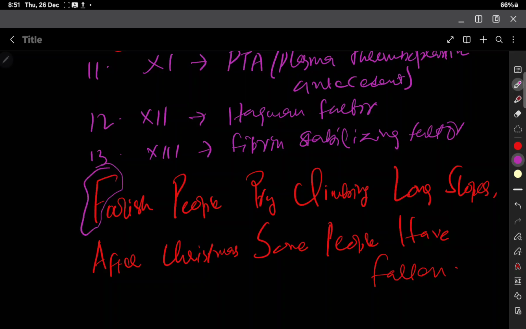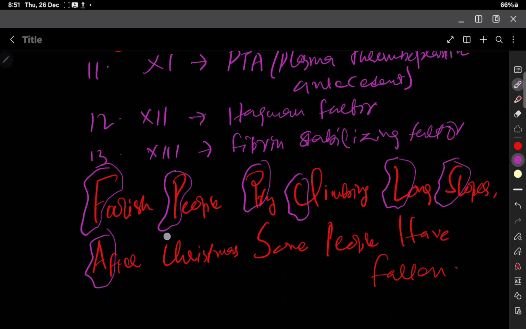F, first one, is fibrinogen. P, the second one, is prothrombin. Then T is thromboplastin. Then C is calcium. Then L means labile factor. S means stable factor. A means antihemophilic factor. C is the Christmas factor. This is Stuart-Prower factor. Then P means plasma thromboplastin antecedent. Then H is Hageman factor, and F is fibrin stabilizing factor. So you can remember all the clotting factors by this mnemonic, by which you can easily remember the names of all the clotting factors.